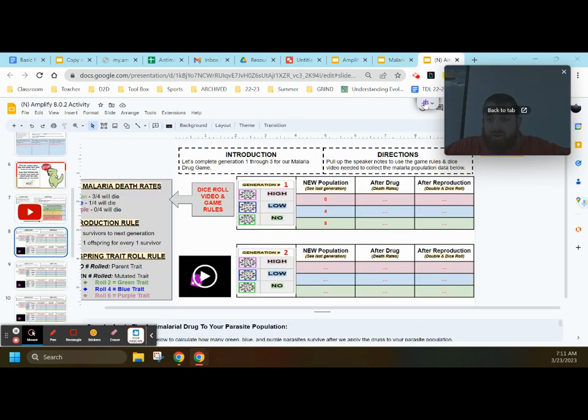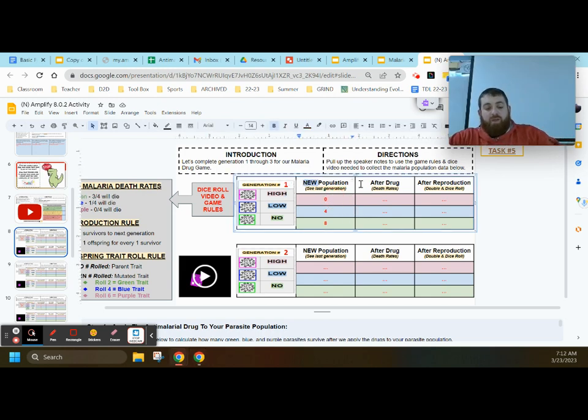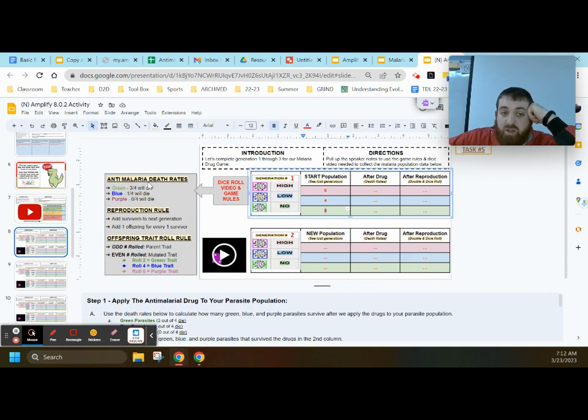When you get to task number 5 here, you're going to have your starting population. Your starting population is going to have 0 purple, 4 blue, and 8 green. These are the number of parasites with those high, low, and no resistance levels. And here's how this is going to work. We're going to start with that population, and we're going to apply the drug. Now, the drugs have specific rules. Those rules are as follows.